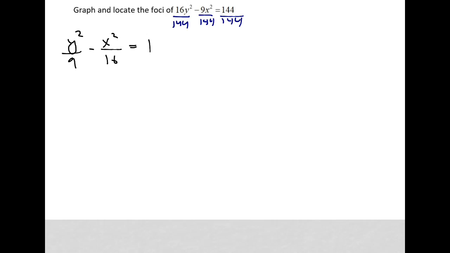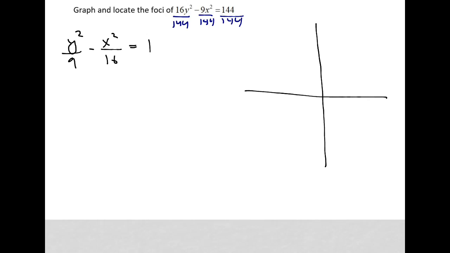All right, so now let's take a look. We notice that the y squared term is first, or in this case, y squared is positive, x squared is negative. So that tells us that the transverse axis will be vertical. This hyperbola is going to open up and down.